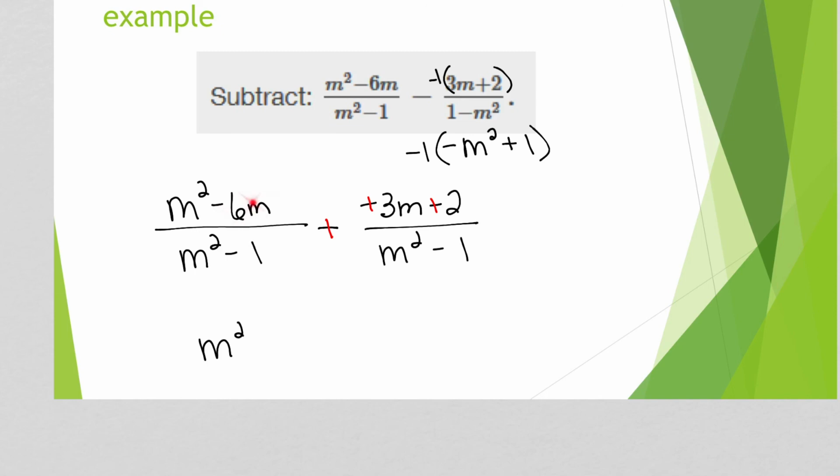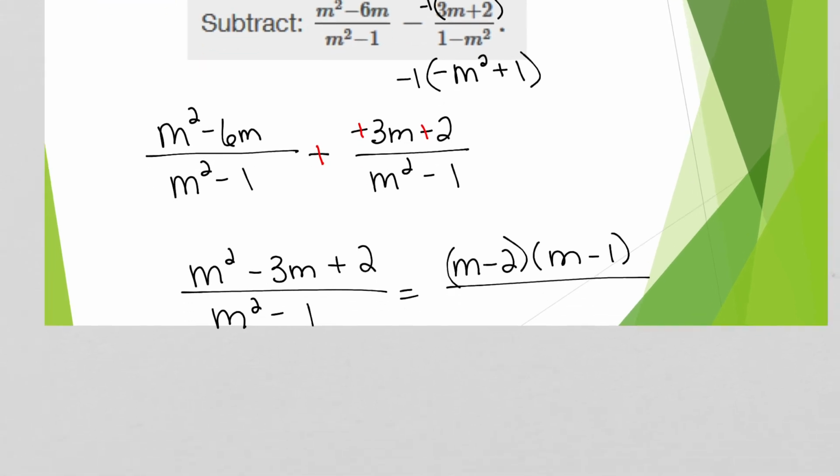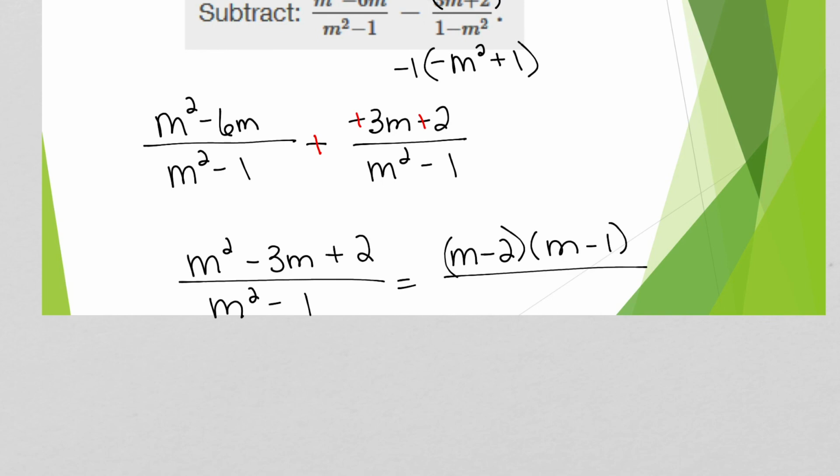Now, the like term here is -6m plus a +3m, which gives me a -3m. And then I've got plus 2 all over m squared minus 1. Now, let's try to factor. So the numerator factors to be m minus 2, m minus 1. The denominator, this is a difference of squares. A lot of people have a tough time realizing that 1 is a perfect square, but it totally is. Okay, so that's that conjugate pair.